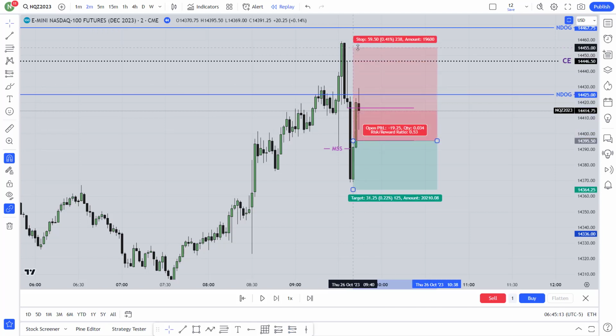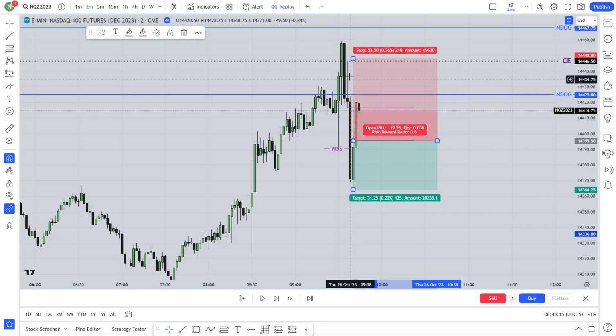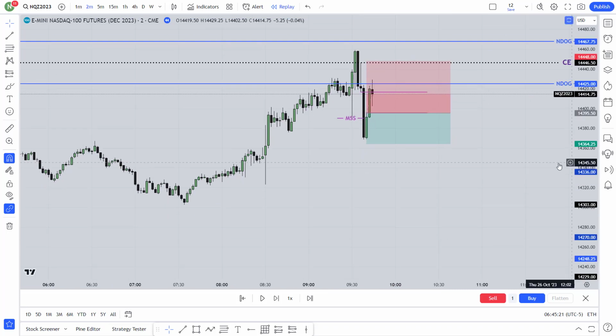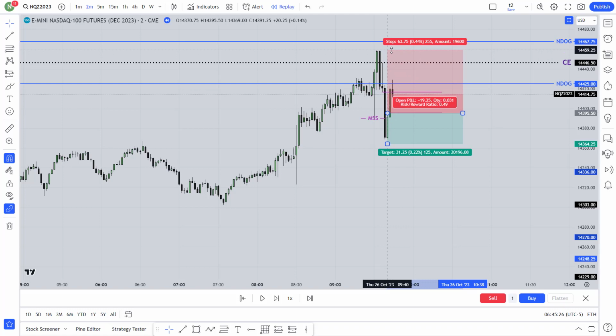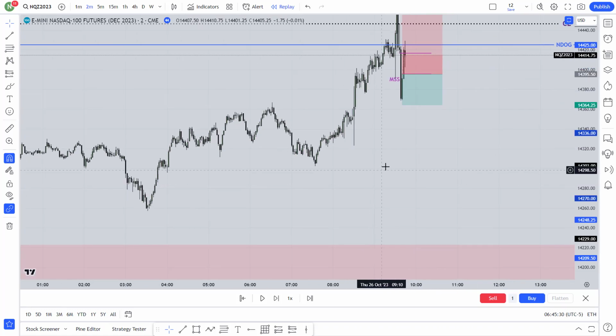Now where will my stop loss be? I can put my stop loss above that high. That is a different thing. If you have any trade management setup or something, this would suit more conservative people, they can put it that way. And where will my target be?